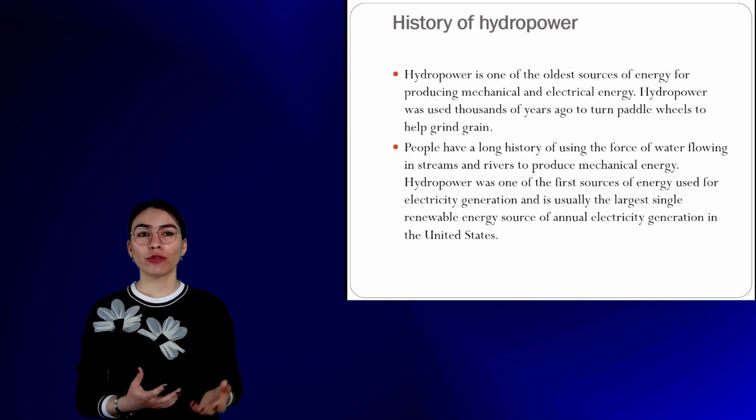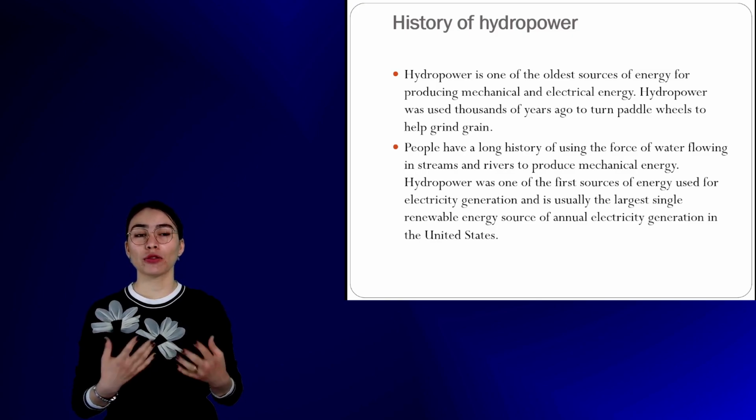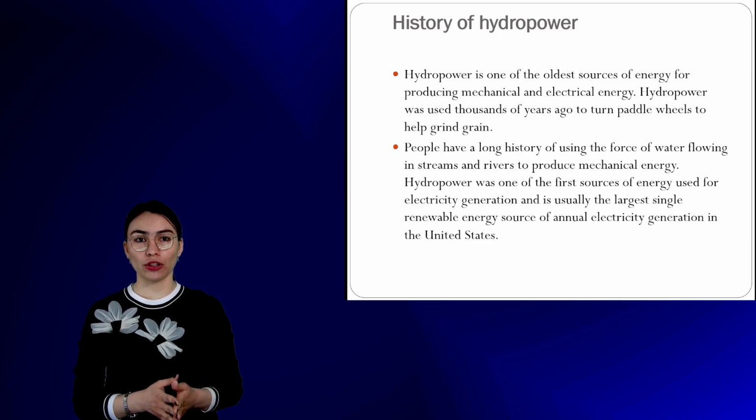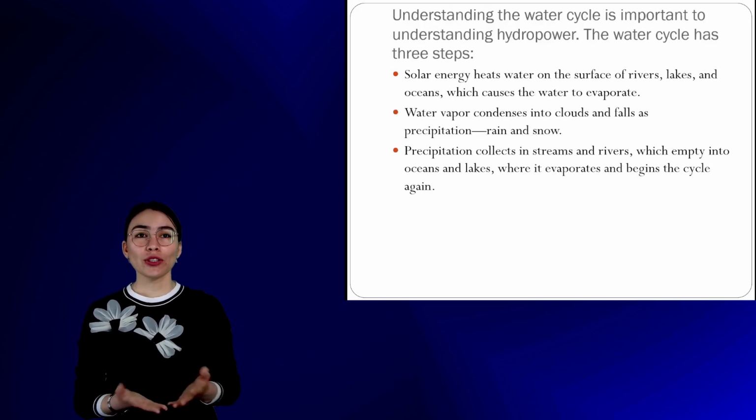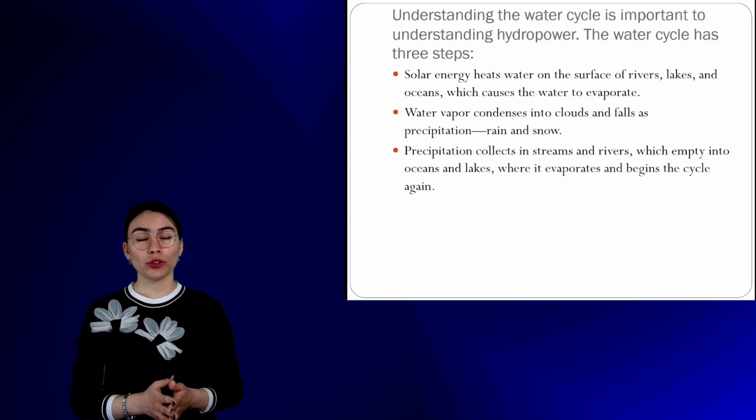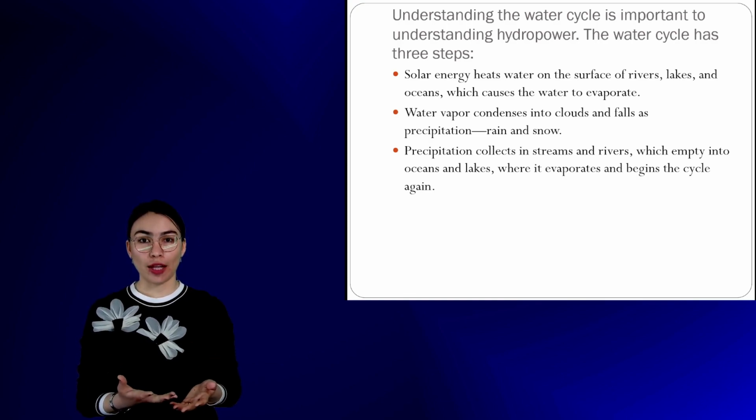Hydropower was one of the first sources of energy used for electricity generation and is usually the largest single renewable energy source of annual electricity generation in the United States. So understanding the water cycle is important to understanding hydropower. It has 3 steps.